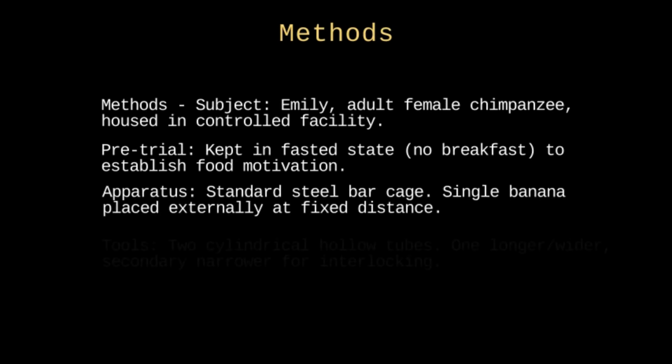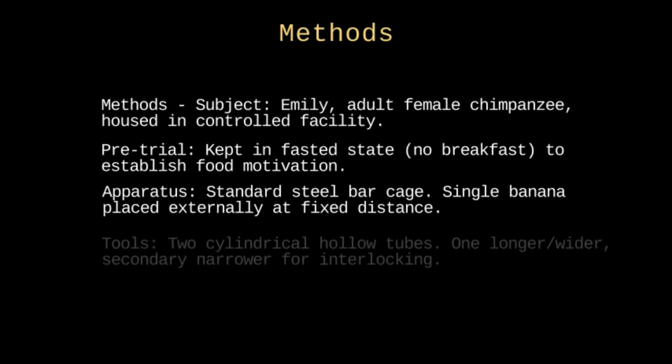Apparatus setup. The trial took place within a standard steel-barred observation cage. A single banana was positioned externally on the laboratory floor. The target was placed at a fixed distance that completely exceeded the maximum anatomical reach of the subject's limbs.